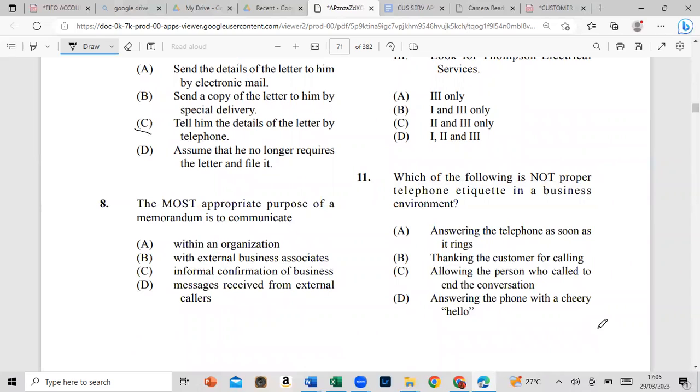Number 8 says, the most appropriate purpose of a memorandum is to communicate A, within an organization, B, with external business associates, C, informal confirmation of business, or D, message received from external callers. And that is A, within an organization. So the most appropriate purpose of a memorandum is to communicate within an organization.